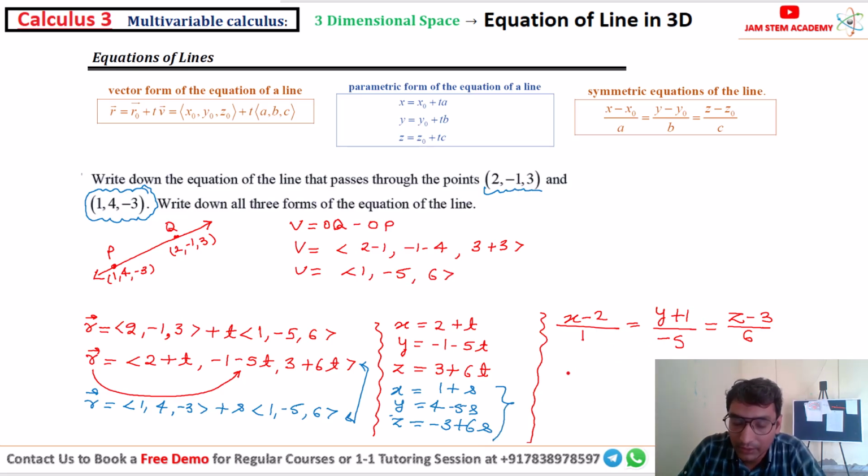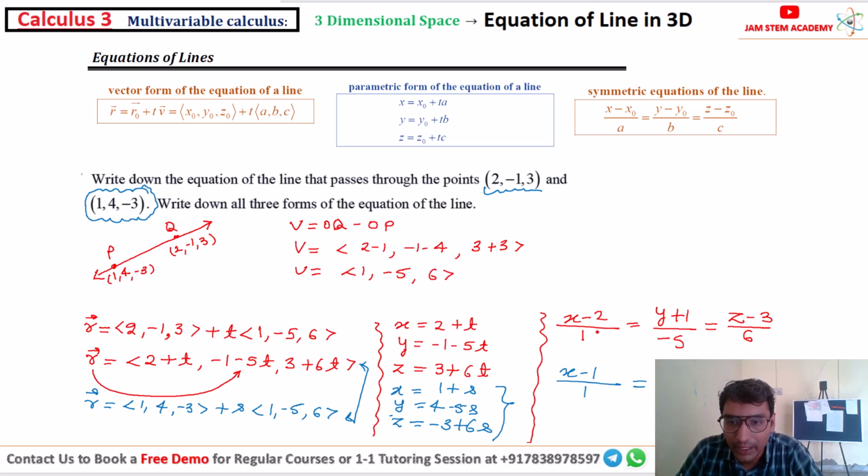Okay, third one, you can also write the Cartesian or symmetric form with that point 1, 4, minus 3 in this way. x minus 1, this direction vector stays the same. So I'll write minus 5 is equal to z something divided by 6. So I'll write the point, what is that? 1, 4 and minus 3. So minus minus will become plus this. All are correct.